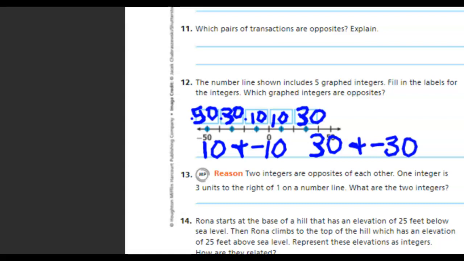Okay, let's take a look at 13. Two integers are opposites of each other. One integer is 3 units to the right of 1 on a number line. What are the two integers? Our integers are going to be 4 and negative 4. We start at 1 and then we go 3 units to the right. So we have 1, 2, 3, 4. That's how I got 4. And the opposite of 4 is negative 4. That's how I got those.